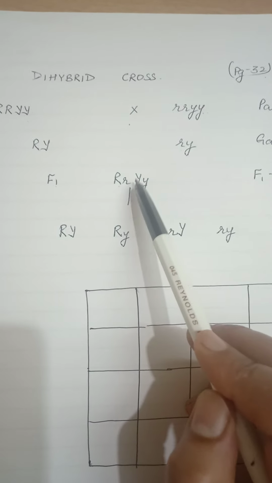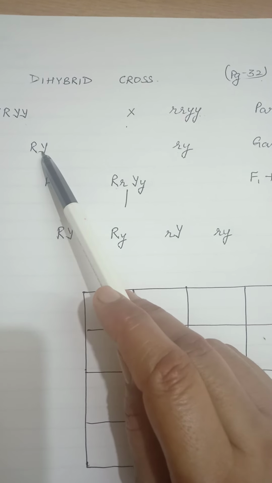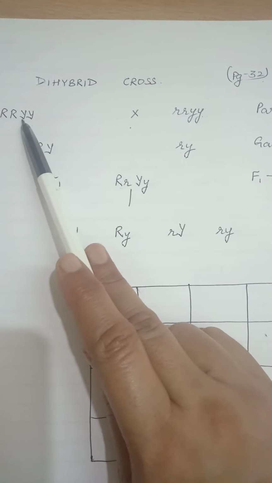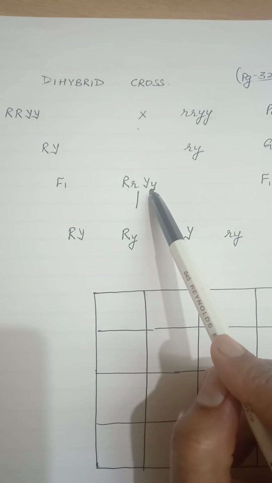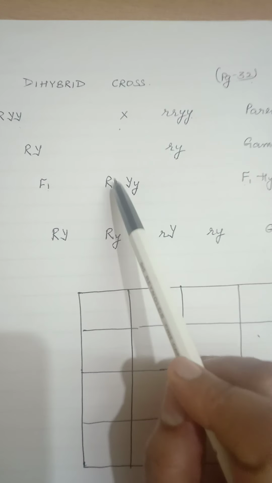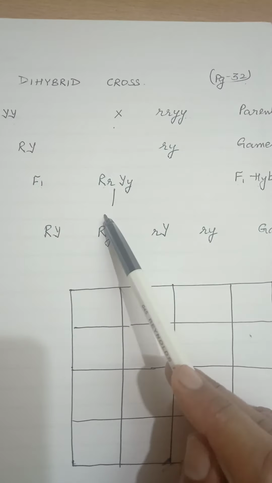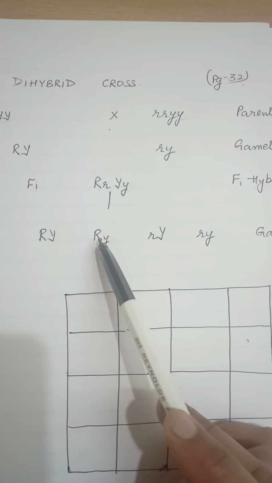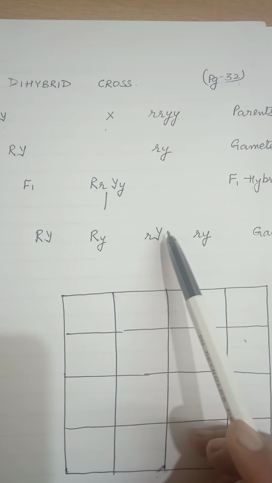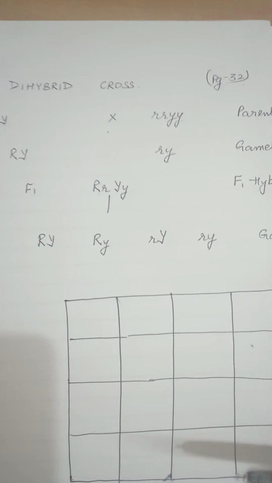Dihybrid. Diploid number we have to see. This is showing a haploid number of gametes, this is showing diploid, again this is diploid. So this is the genetic constitution of F1 hybrid plant I have written here. Then they will produce four kinds of gametes: capital R capital Y, capital R small y, small r capital Y, small r small y, for getting F2.